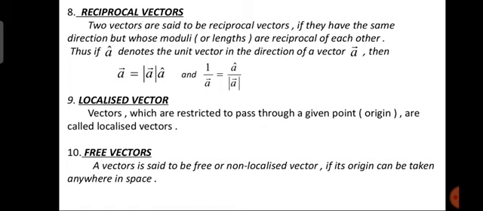Free vectors. A vector is said to be free or non-localized if its origin can be taken anywhere in space. It is not restricted to pass through the origin. We can take it anywhere in space. That is the free vectors.